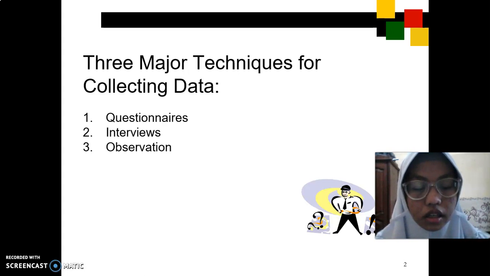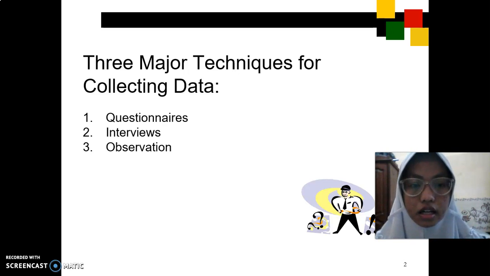There are three major techniques for data collection. First, questionnaires; second, interviews; and third, observation. But especially for this presentation, I will just explain one of the three major techniques for data collection, which is questionnaires.